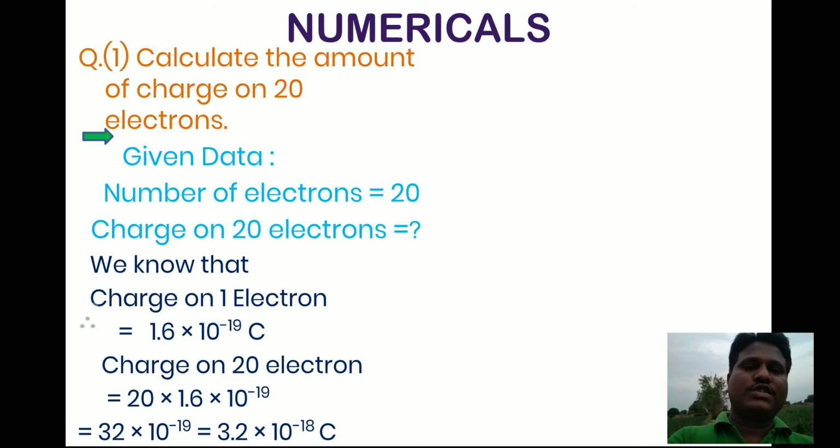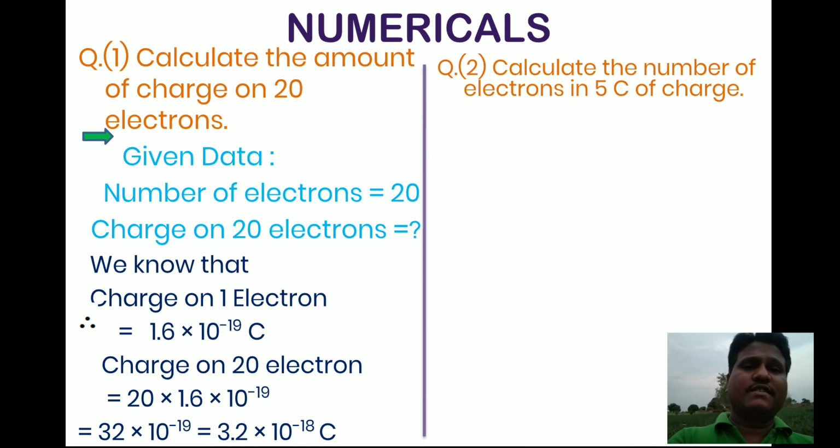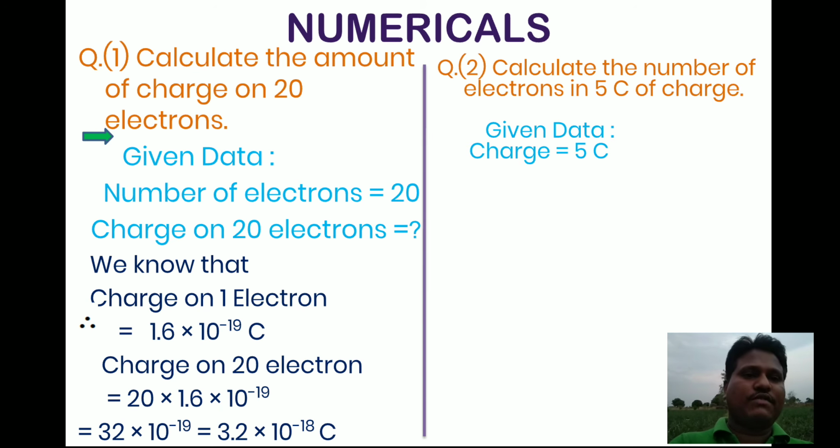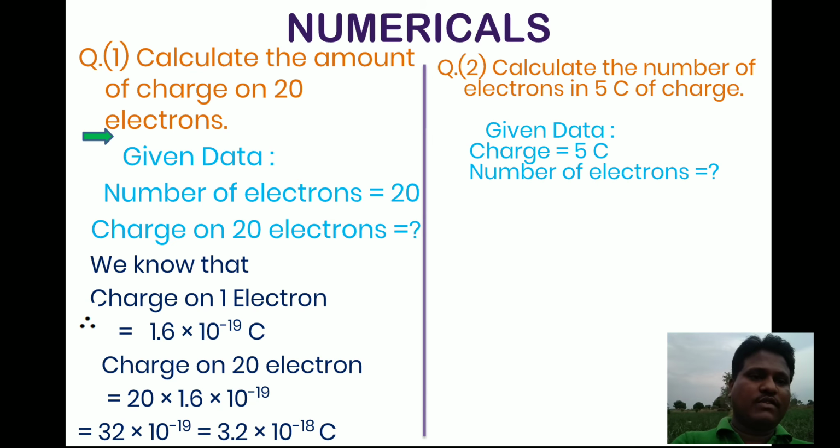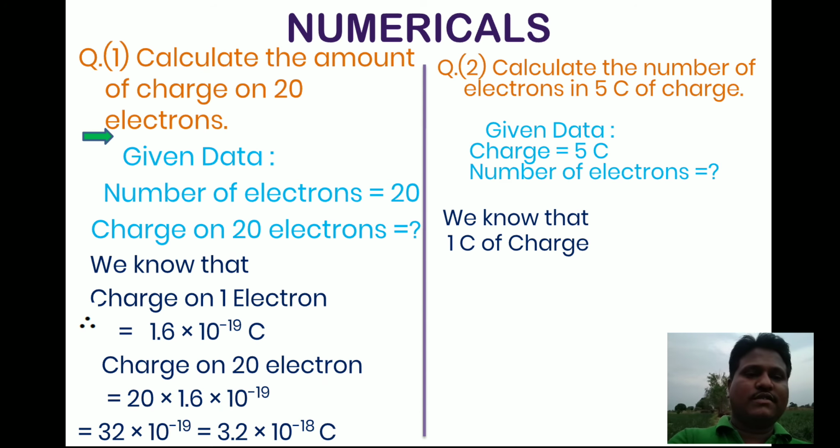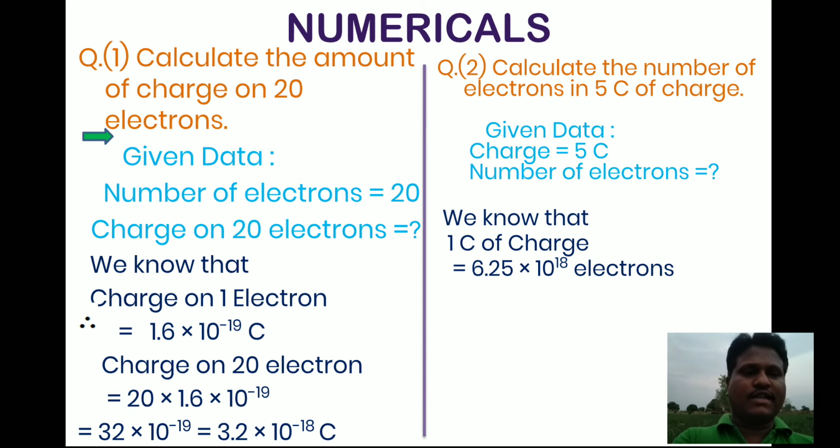Moving to the next question, which is again related with the electron and charge, but here the number of electrons we need to find out from the given amount of charge. Calculate the number of electrons in 5 coulomb of charge. Here charge is given, how much? 5 coulomb, and the number of electrons we need to find out. We know that 1 coulomb of charge is equal to how many electrons? That is 6.25 into 10 raised to power 18 electrons.